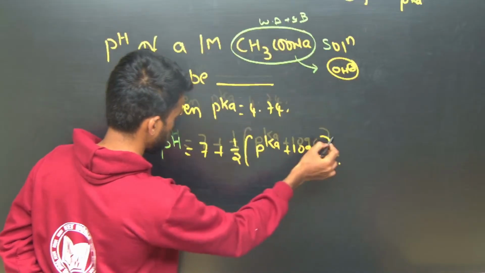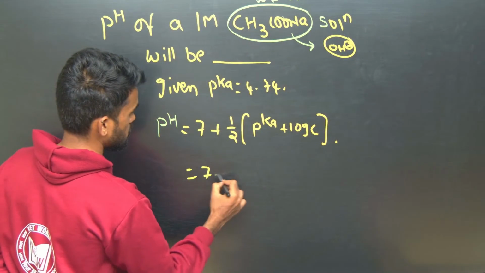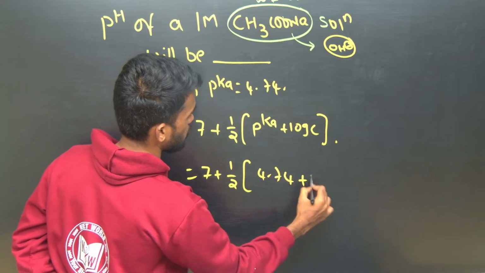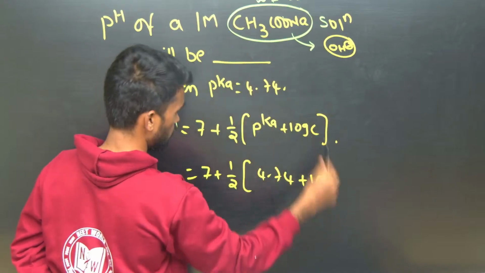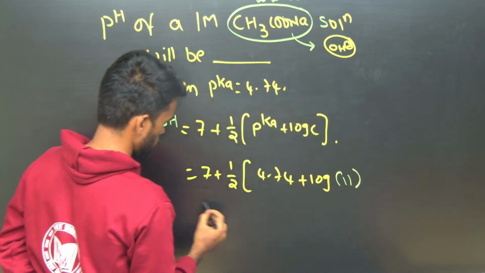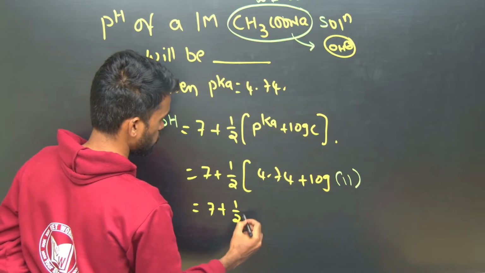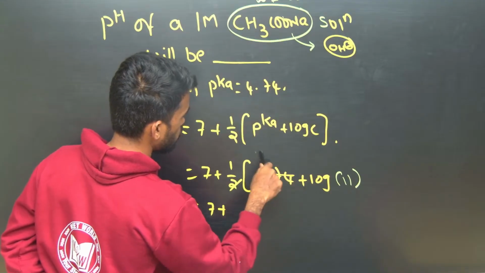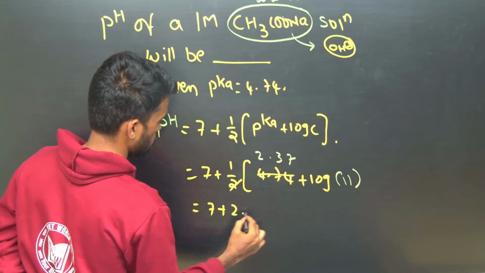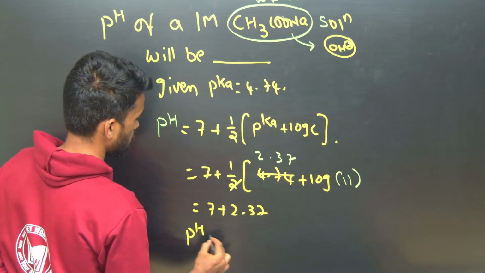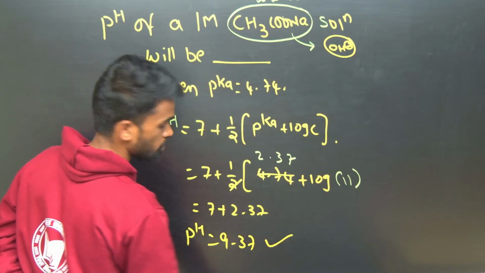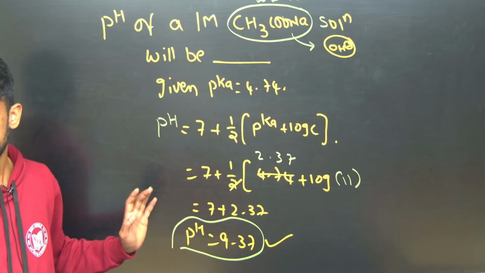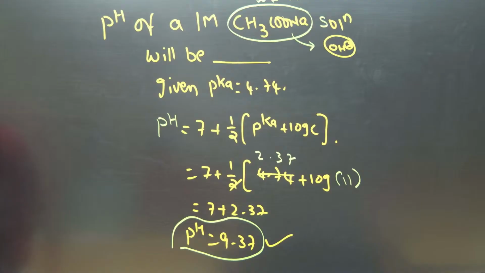Then next, 7 plus half into 4.74 plus log C. What is C here? Log 1 is 0. So 7 plus 1 by 2 into 4.74. How much is it? 2.37. So pH will be 9.37. So the resultant solution is basic only. Like this. Next.